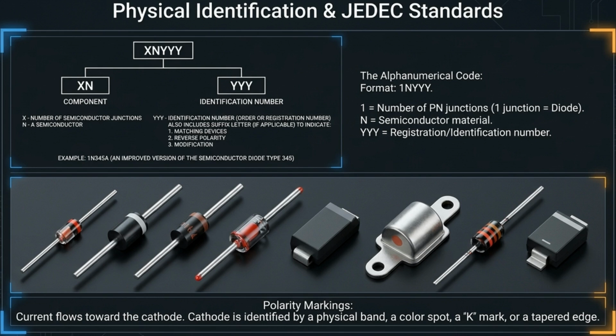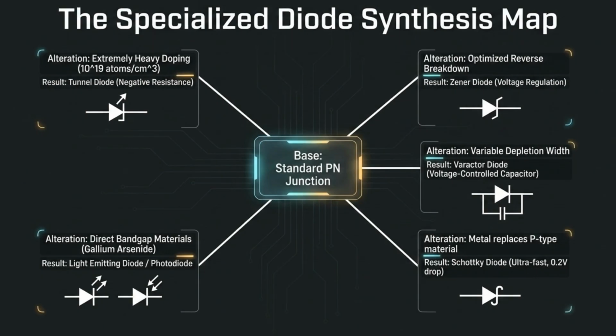Physical markings, like a band, color spot, or tapered edge, indicate polarity, showing the direction of current flow toward the cathode. Specialized diodes are created by altering the standard p-n junction. Examples include the Zener diode for voltage regulation, the Varactor diode, and the Schottky diode for ultra-fast switching.